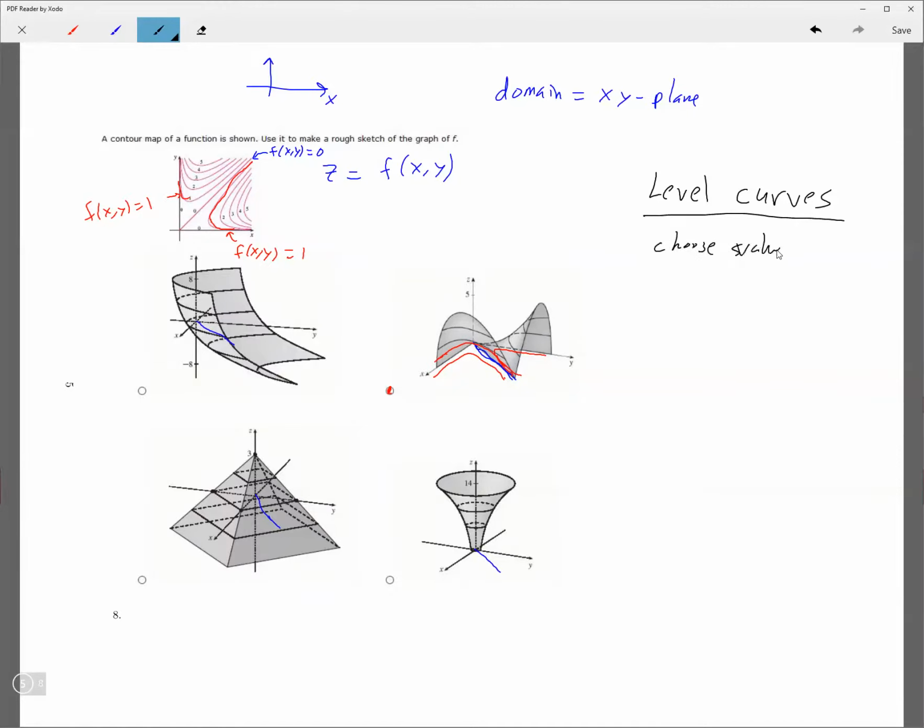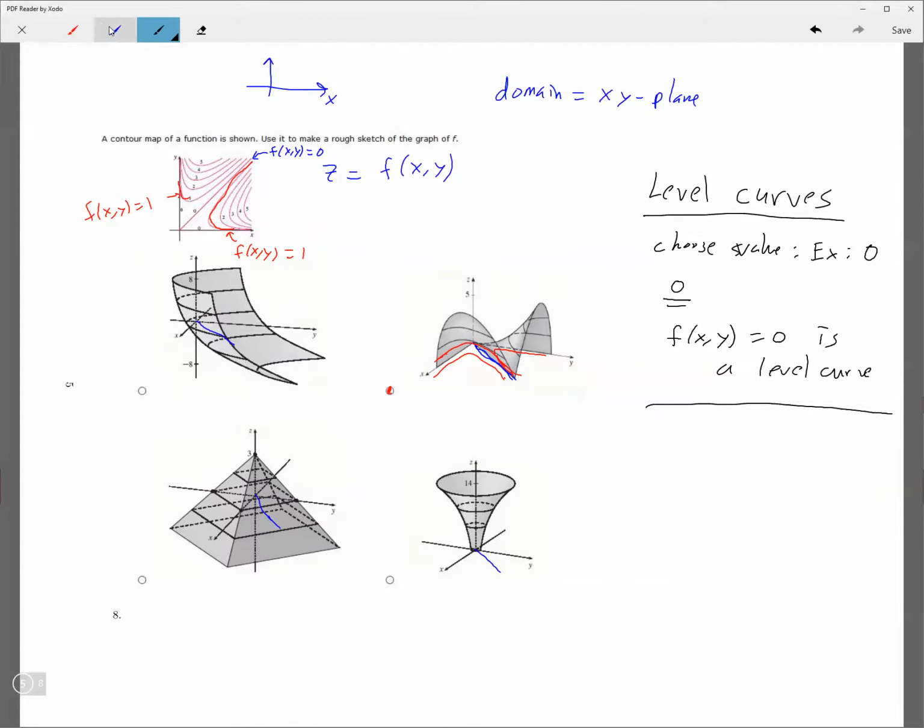value. Okay, so for example, let's say we choose the value 1 or 0. I'm sorry. Let's say we choose 0. Okay, then f of x y equals 0 is a level curve, and that would be this line right here. That would be this one right here. It'd be that level curve.